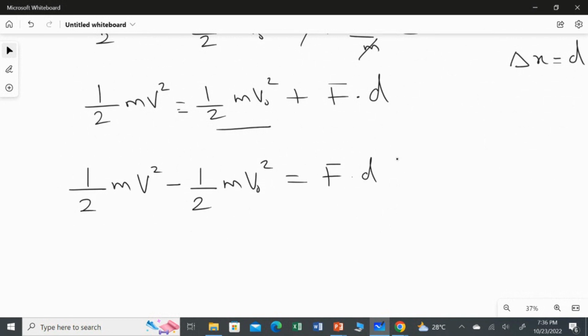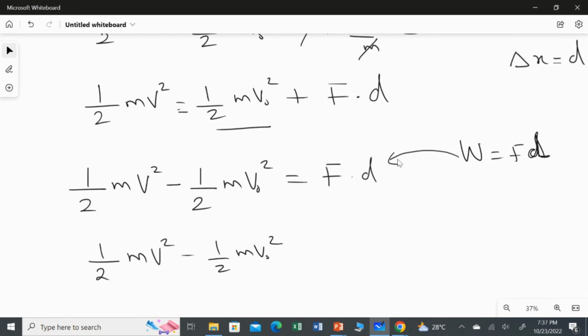So what is this F multiplied by d? The F multiplied by d is nothing but our work done, which we studied earlier. So work done is equal to force multiplied by displacement. Actually, this is d, okay? So force multiplied by displacement is exactly the work done. So in this place, I'm going to substitute the letter W. The W stands for work done. Therefore, this equation becomes half m v squared minus half m v naught squared, which is equal to W, work done.